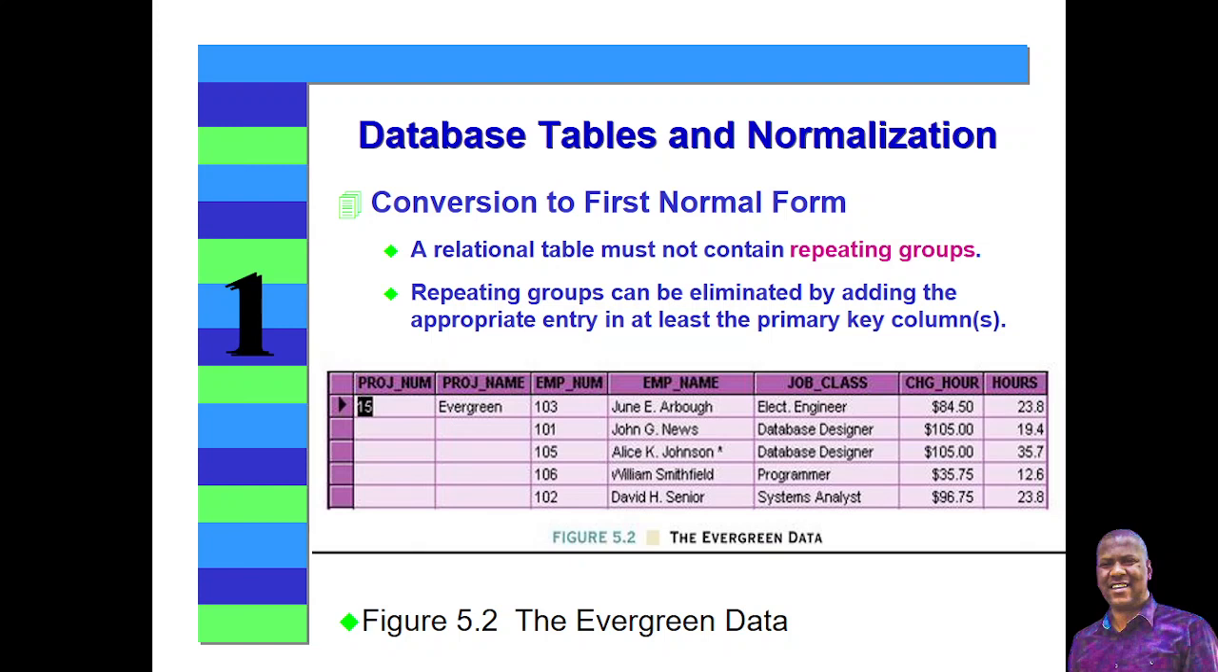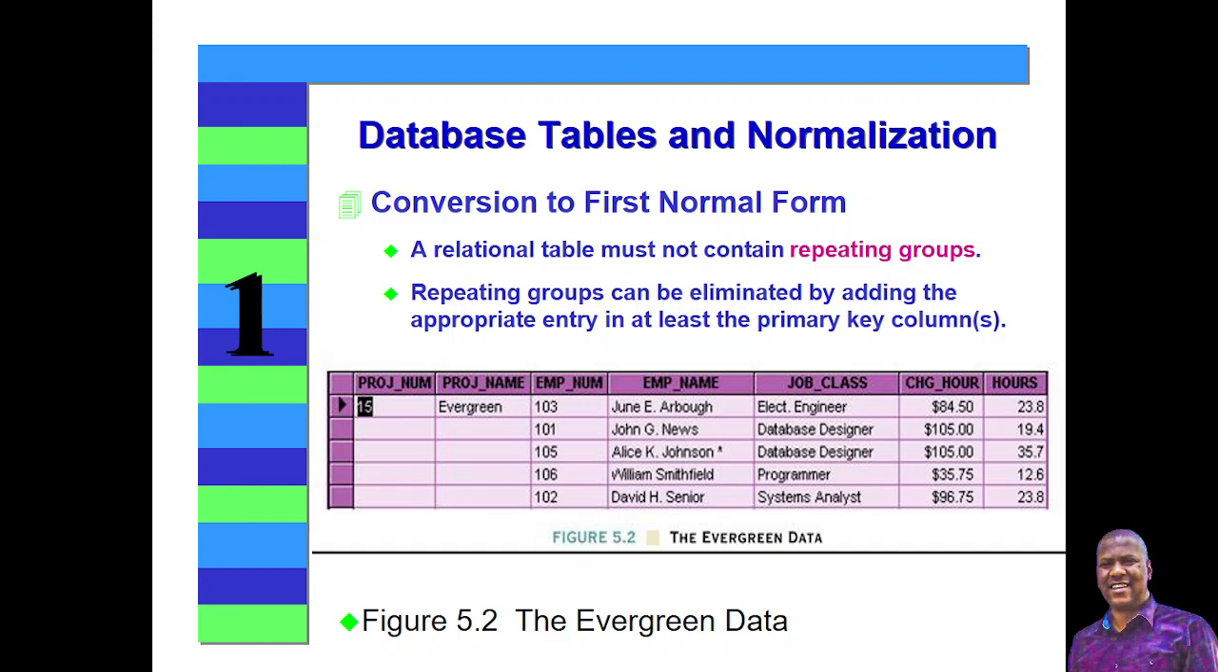So let's look at the first normal form. Now this particular diagram just shows how we can always engage the first normal form. So a first normal form is a table that doesn't have repeated groups of data. Repeating groups can be eliminated by adding the appropriate entry in at least the primary columns. So when we want to start the normalization, we need to actually implement it within the first normal form.